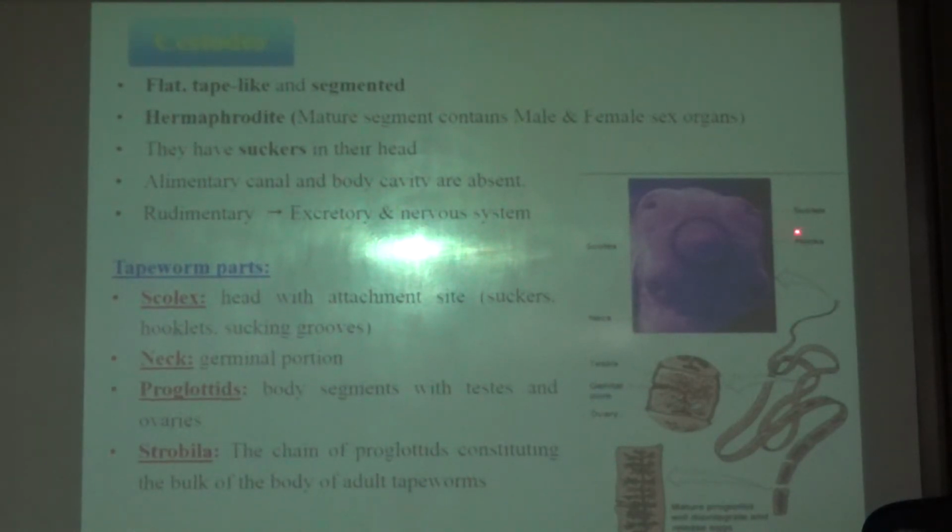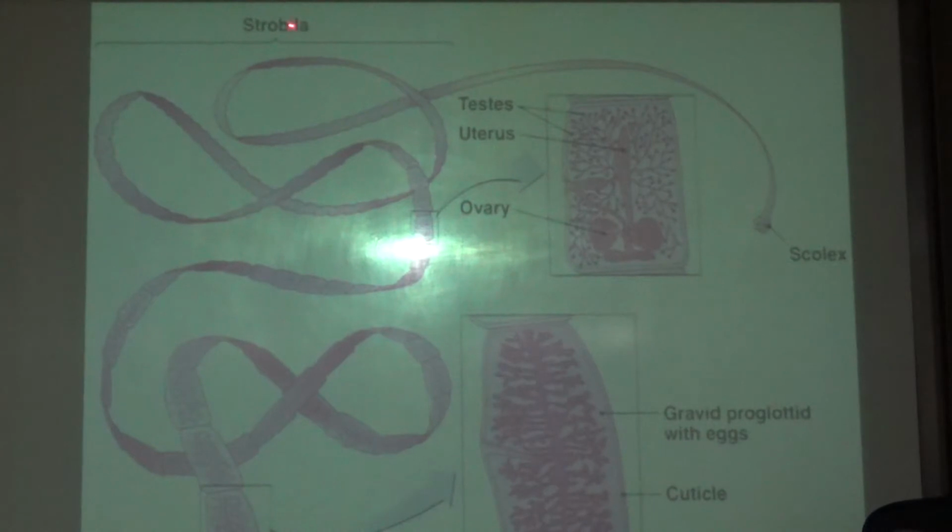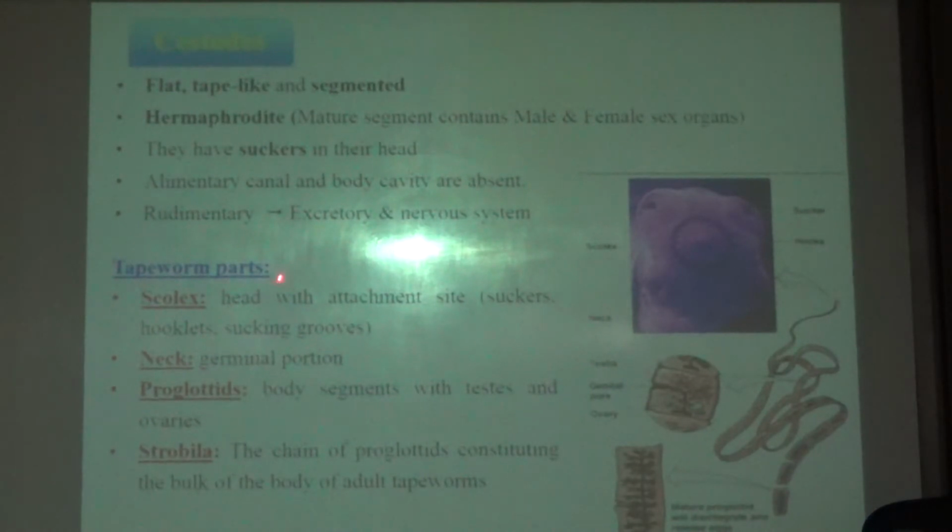These are the suckers and hooks through which it gets attached, the neck, and in this picture you can see the strobila, and this whole part is basically the scolex. When you see it in general, it looks like a tape. If you see, it's a thin tape. So that is why the name tapeworm.